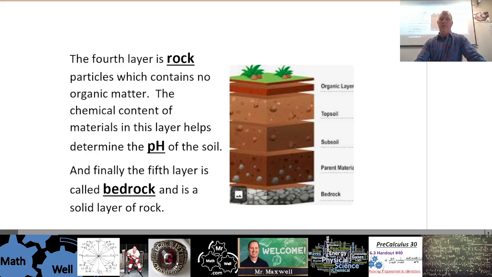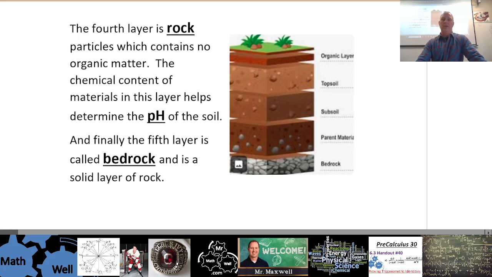Is that where we're at? Subsoil? Yeah, bedrock. Yeah, rock particles. The chemical content of materials in this layer helps determine the pH of the soil. And we'll talk a little bit more about pH. I think maybe we did already, but it's the measure of acidity of the soil. Low pH is very acidic, high pH is very basic. Finally, the fifth layer is called bedrock and is a solid layer of rock.